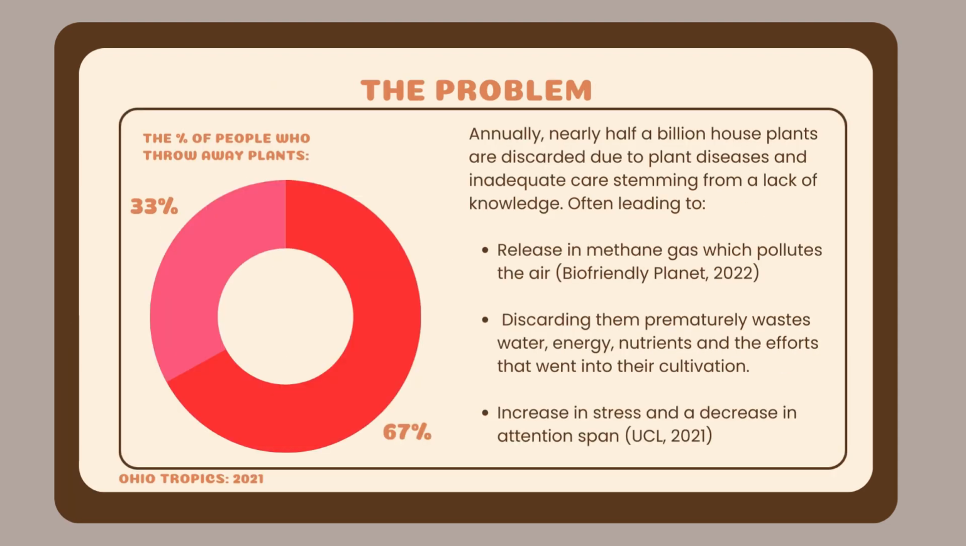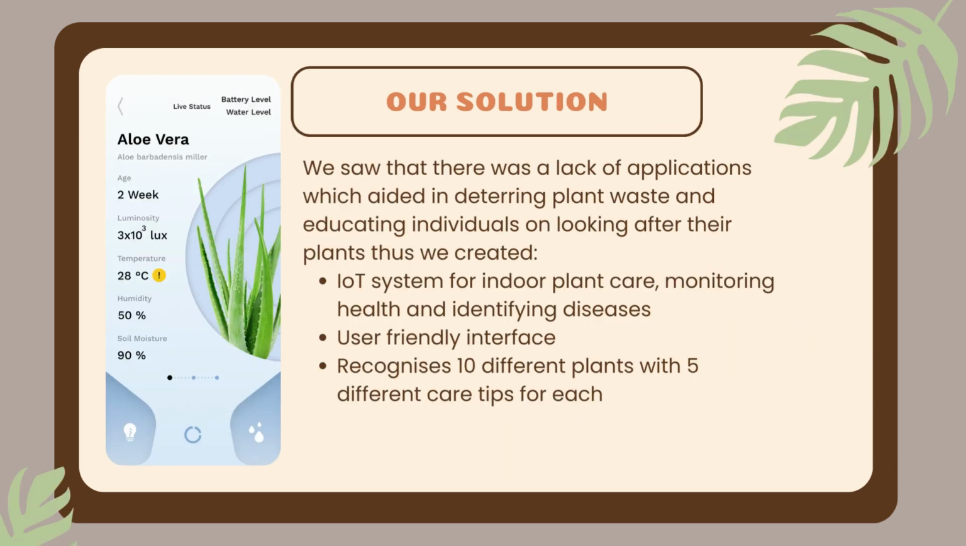However, the problem is that nearly 500,000,000 houseplants are discarded due to plant diseases, which stem from inadequate care from a lack of knowledge. This often leads to a release in methane gas, which pollutes the air. Discarding them prematurely wastes water, energy, nutrients, and the efforts that went into their cultivation. There's also an increase in stress and a decrease in attention span. The chart here shows the percentage of people who throw away plants, which is a staggering 67%.